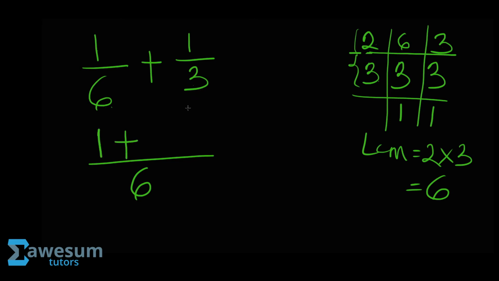Plus 3 in 6, 2. 2 times 1, 2. So you have 1 plus 2 is 3 over 6. Very good. So if you look at this, 3 over 6, you realize that it can be simplified further.